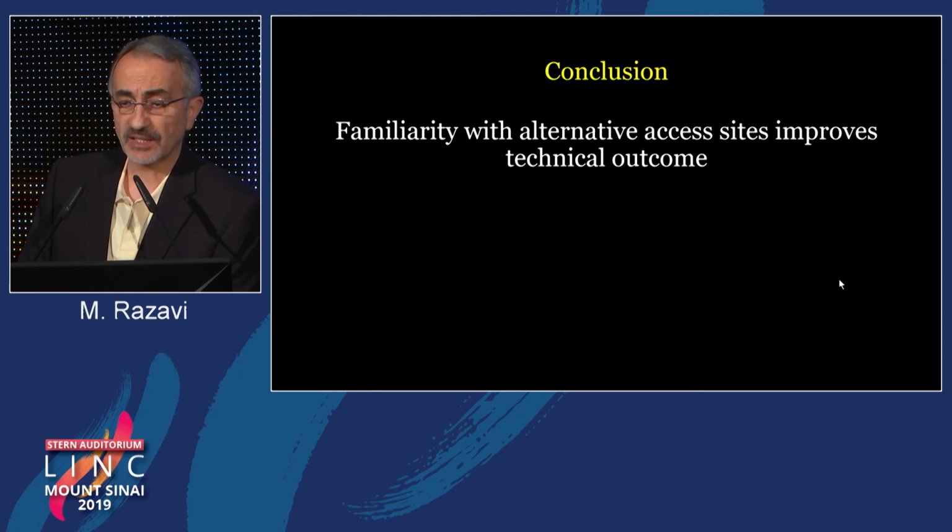In conclusion, familiarity with alternative access sites improves technical outcome. There's quite a bit of literature out there describing these things. And as Dr. Fisher mentioned, these alternative accesses can actually improve your outcome in these CTOs from about 60-70% to better than 90%. Thank you.